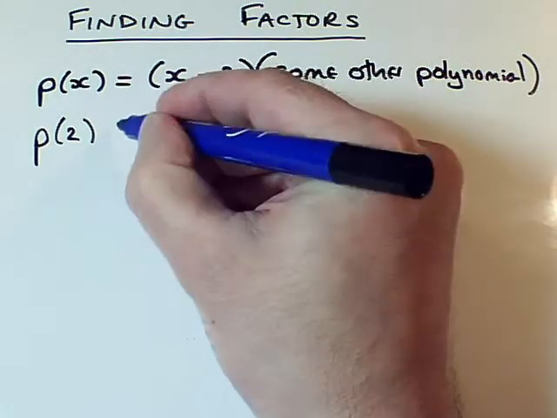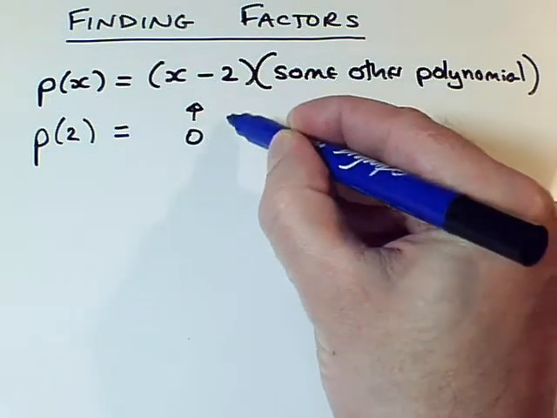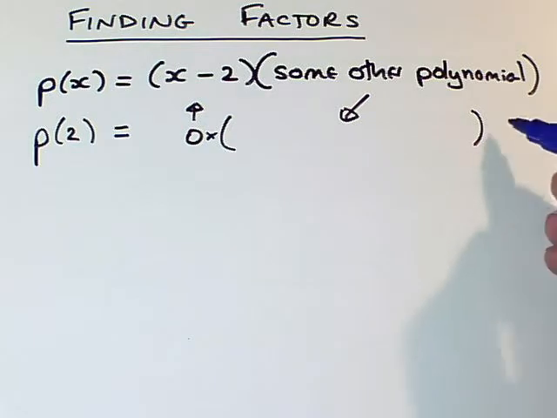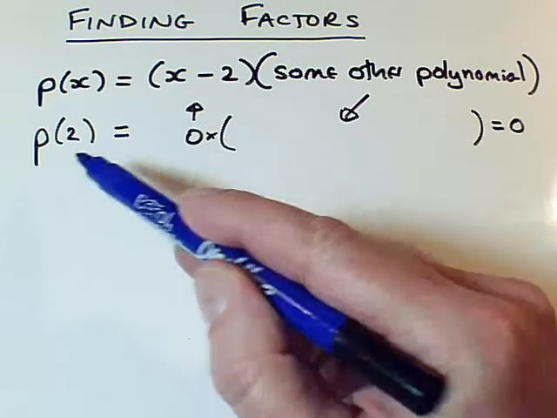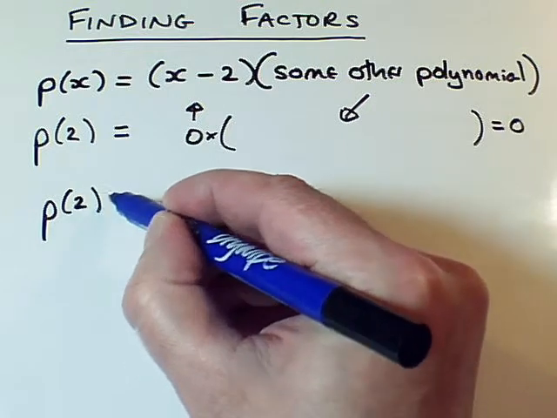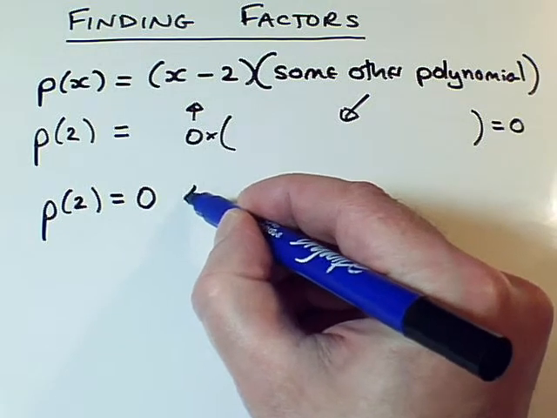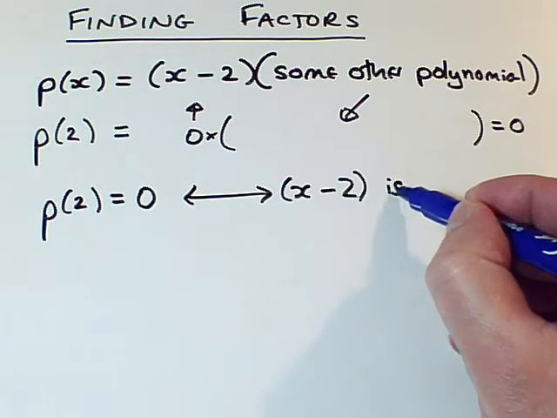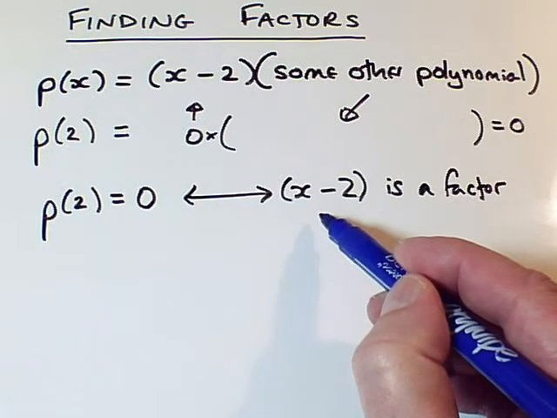P of 2 just means I replace all the x's by 2's, and that's going to make this bracket here equal 0. And this other polynomial will work out to some other answer, but 0 times anything is 0. So when I put 2 in, if x minus 2 is a factor, then I'm going to get 0. So the idea is that whenever I've got a polynomial, if I put 2 in, it could be any number, but let's say 2, if the answer is 0, that corresponds to x minus 2 being a factor. Notice that factors are always complete brackets including an x.